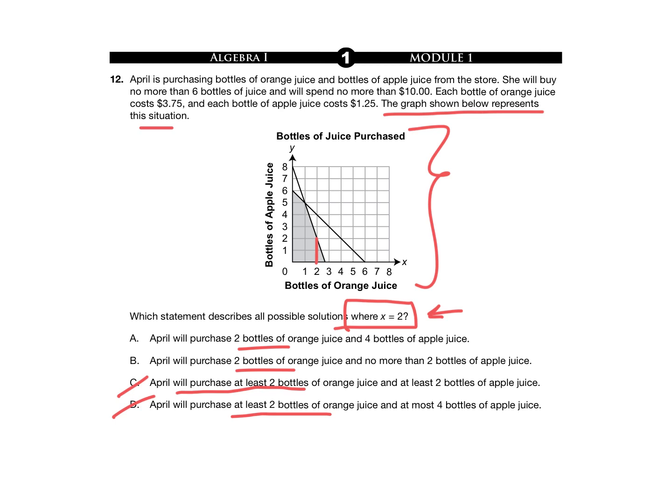So between A and B's answers, we look at the part about the apple juice. It says April purchased 2 bottles of orange juice and 4 bottles of apple juice. Well, if I compare where 2 bottles of orange juice and 4 bottles of apple juice is, it's not in that shaded area. It's that spot right there. So A doesn't make sense. And I'm going to double check to make sure B makes sense. April will purchase 2 bottles of orange juice and no more than 2 bottles of apple juice. And that makes sense because the most we cap out to stay in that shaded area there is at 2 bottles of apple juice. So B is our correct answer.